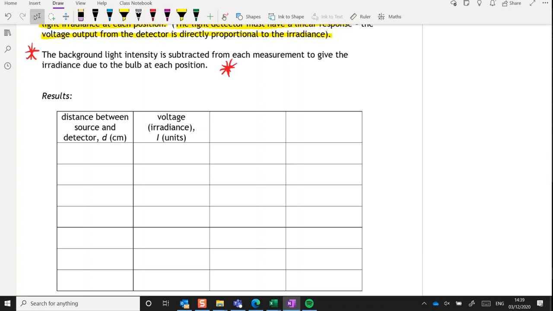You have a results table. What we're going to add into this results table is a column for distance squared, and 1 divided by distance squared. So we'll pause there and I'll have a look at the equipment, and I'll put a YouTube video on showing the equipment and how it's used.